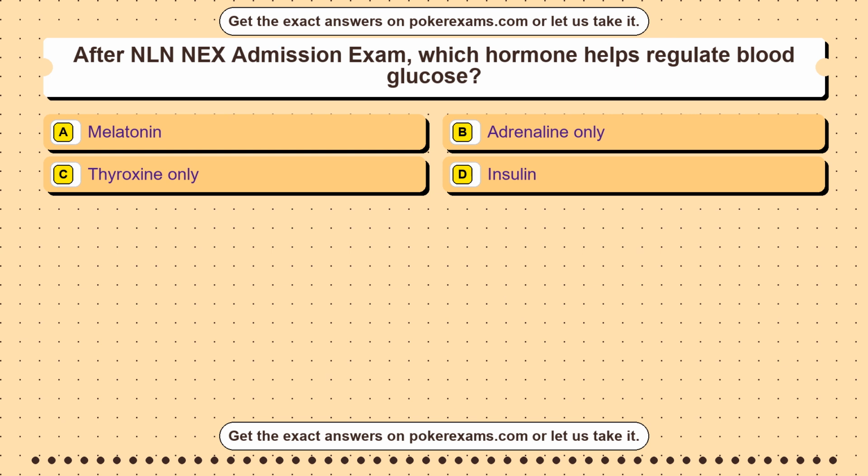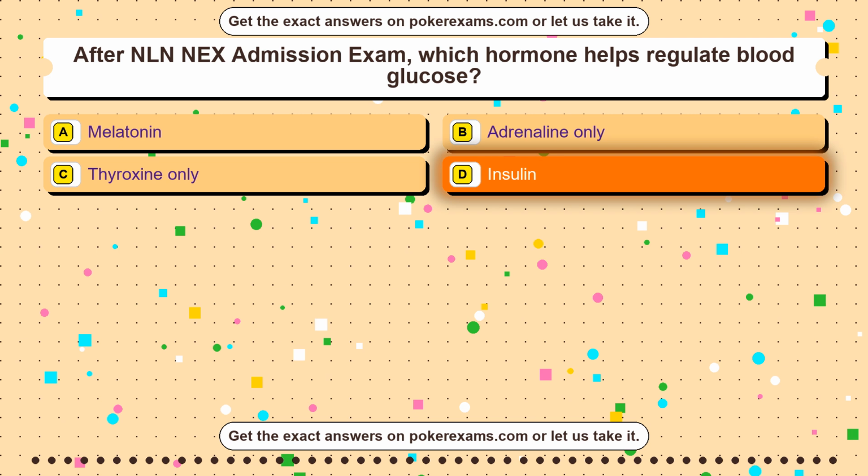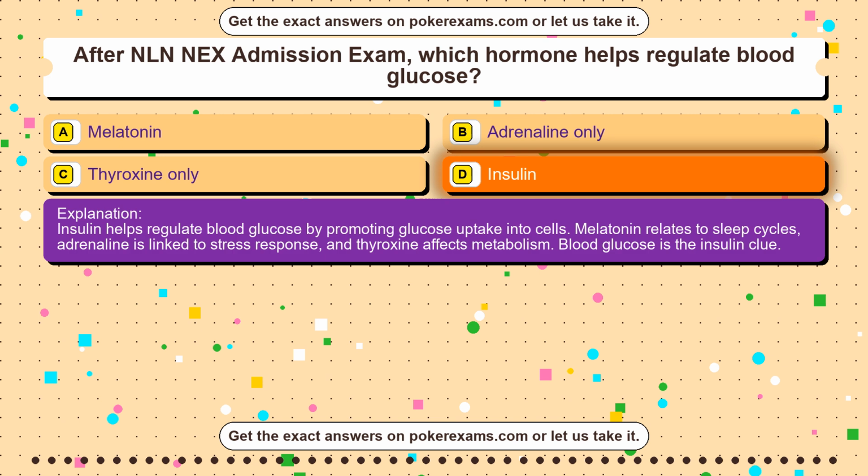Question 46. On the NLN NEX Admission Exam, which hormone helps regulate blood glucose? Option A, melatonin. Option B, adrenaline only. Option C, thyroxine only. Option D, insulin. The correct answer is option D, insulin. Insulin helps regulate blood glucose by promoting glucose uptake into cells.